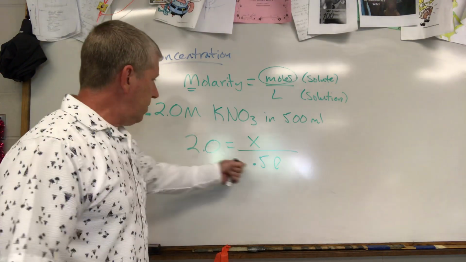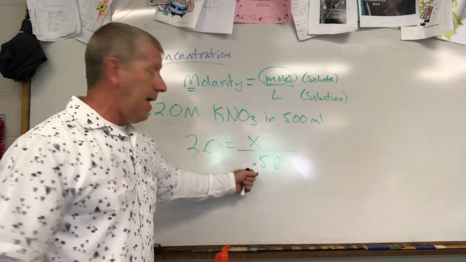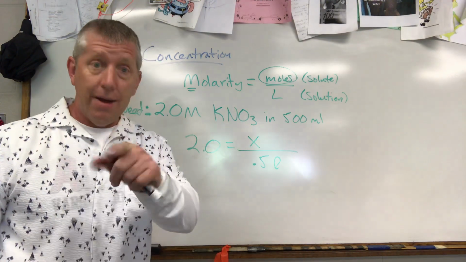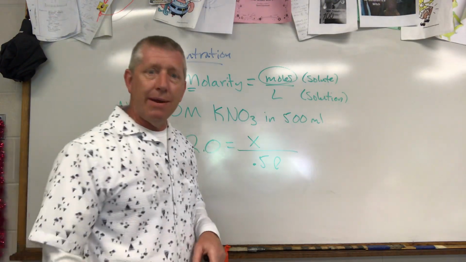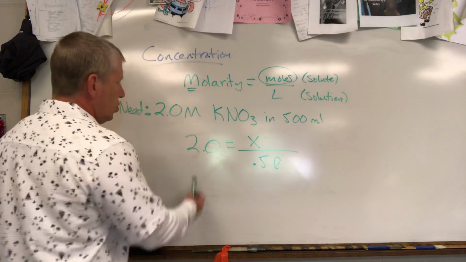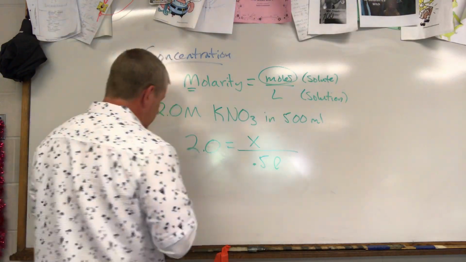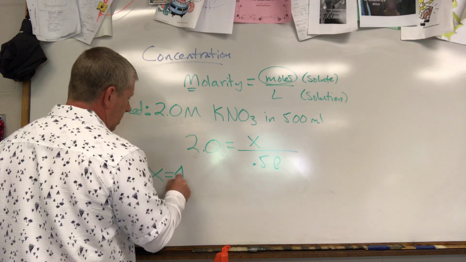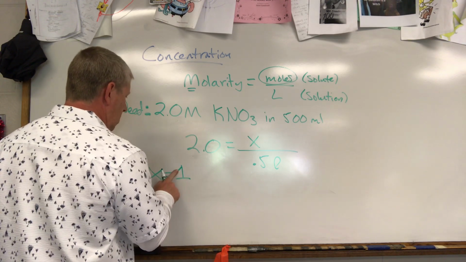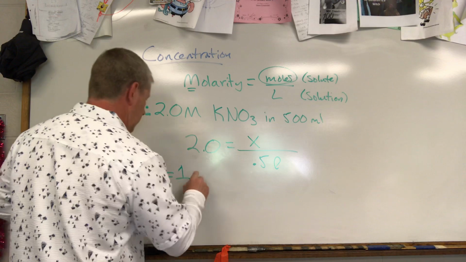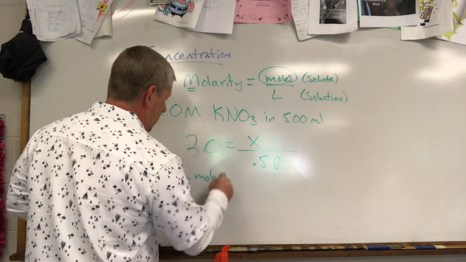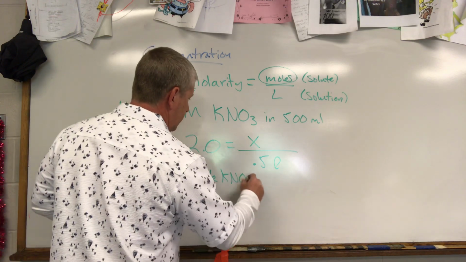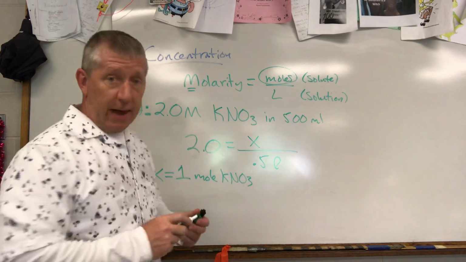So go ahead and multiply those, cross multiply. You get 2 times a half is 1. Aha, this one came out easy. So 2 times 0.5 is 1. So X equals 1 mole of potassium nitrate. You need 1 mole of potassium nitrate.